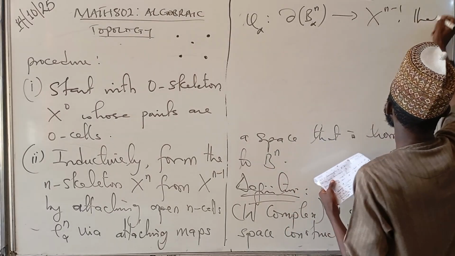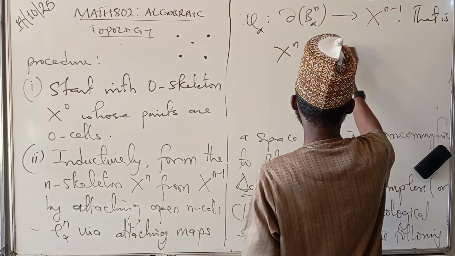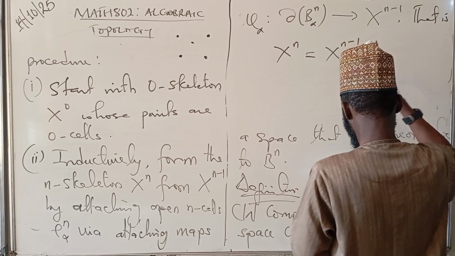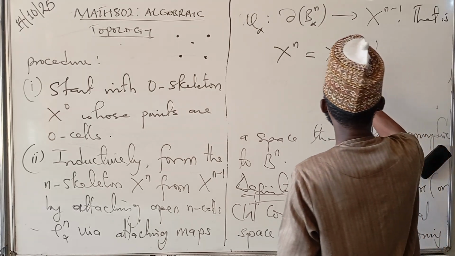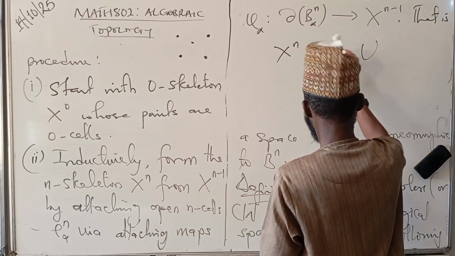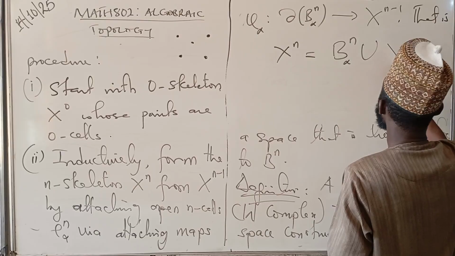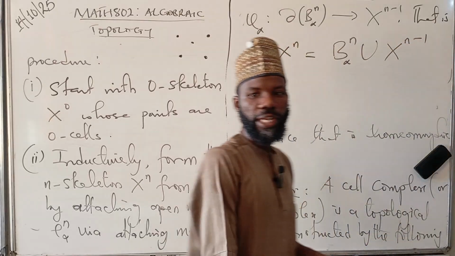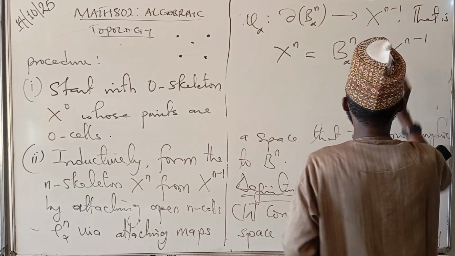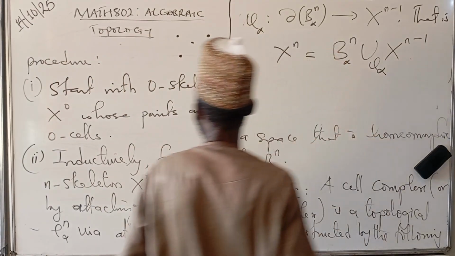So we are saying that this space Xn is nothing but the adjunction space obtained by attaching the ball of dimension n to this already constructed n minus 1 skeleton, but via phi alpha. Okay? So this is what you will do.